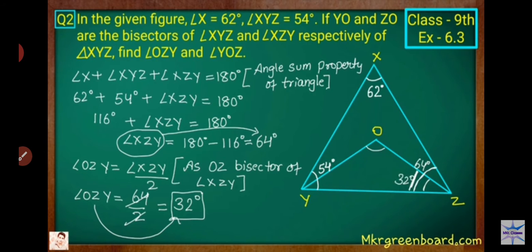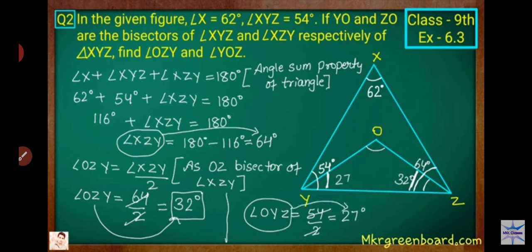Now for this we have to find this angle also, because OY is the bisector of full angle Y. So 54 divided by 2. Again we have to divide 54 by 2, because OY is also the bisector of this. So angle OYZ is equal to 54 by 2, that is 27 degrees. So we found this is 27.